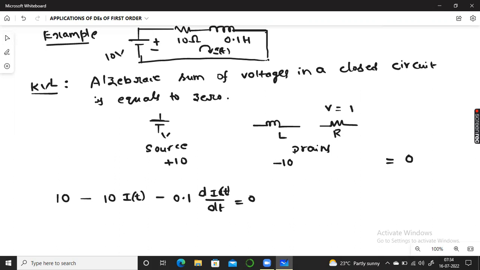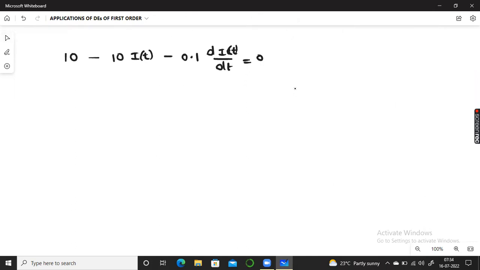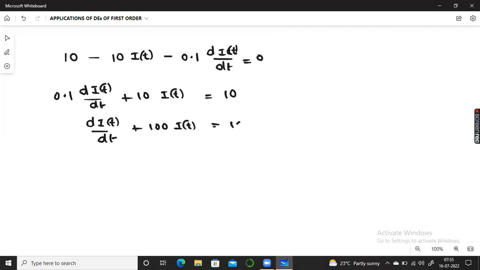Here V is equal to R into I of t, that is Ohm's law we have seen. V is equal to L into di of t by dt is the equation we have seen in the case of the inductor. Now I have to solve this equation. Take the 10 to that side, so automatically it becomes minus 10. It becomes 0.1 di of t by dt plus 10 into I of t is equal to 10. You can multiply by 10 so the 0.1 goes away, or you can divide by 0.1. The equation becomes di of t by dt plus 100 into I of t is equal to 100.